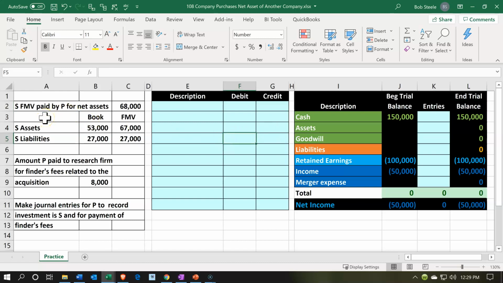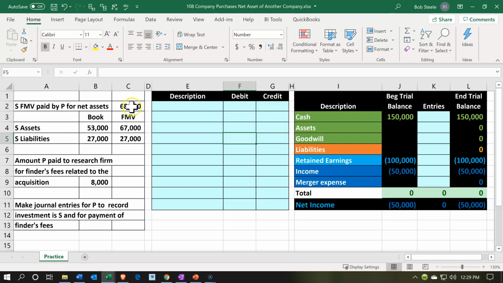So we have S, fair market value, paid by P for the net assets. In other words, P is always the parent company in our examples here. So P is going to be purchasing, in this case, the net assets of S. Now S is a separate company. So we're not talking about P, the parent company, creating S and just breaking off some of their assets and liabilities into another company, but rather purchasing the net assets, assets minus liabilities, of another company, that being S, the subsidiary in this case.